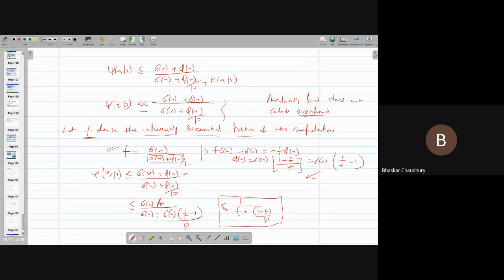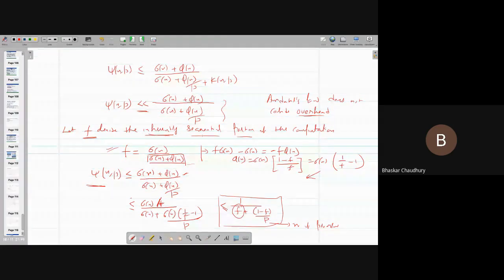So this is like f plus 1 minus f by p, where p is the number of processes. Remember that. It started with a very simple form of Amdahl's law. We are coming back to it with a better understanding. The speed up, which is your psi, is finally being controlled by f, and that f is nothing but the inherently sequential portion of the computation. So this part is clear to all of you?